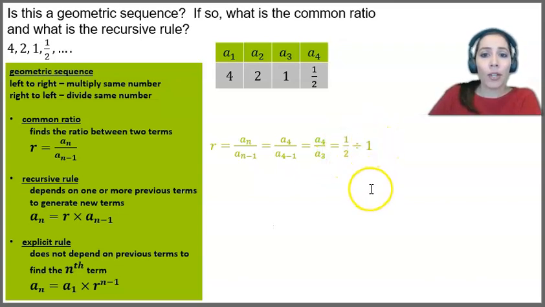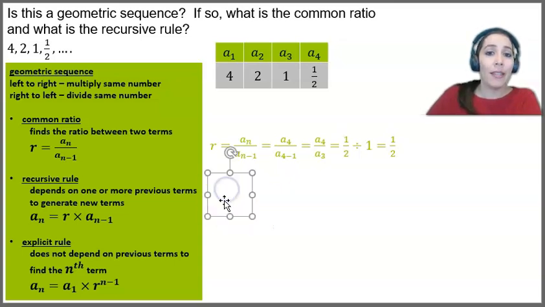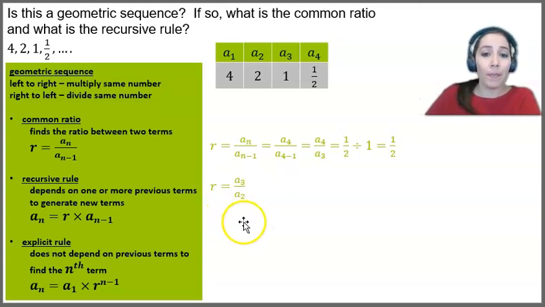So my a sub 4 is 1/2, my a sub 3 is 1, so I have 1/2 divided by 1. Anything divided by 1 is just 1/2. So between a sub 4 and a sub 3, my common ratio is 1/2. Let's see if I have the same common ratio between a sub 3 and a sub 2, and then between a sub 2 and a sub 1.